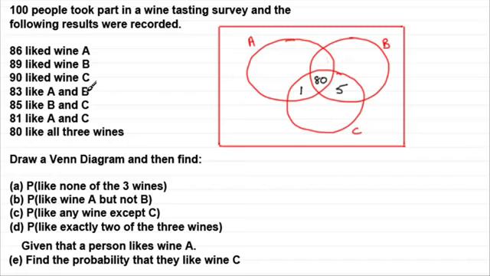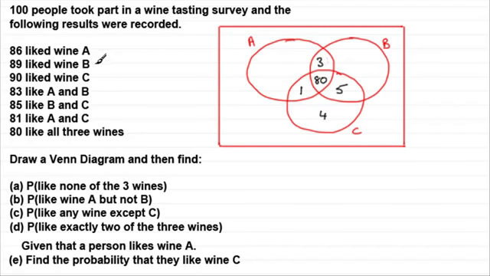83 like A and B. So 83 is A and B, that's these two, so it must be a 3 in here. Now we can look at, say, 90 liked wine C. So wine C is all of this, okay? We've already got 80 and 5 and 1, so that's 86, so there's got to be 4 more left to make that up to 90. 4 people here just liked C.